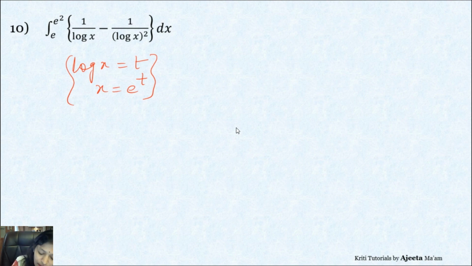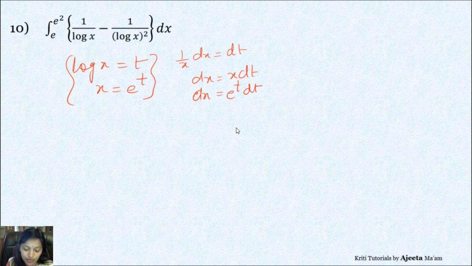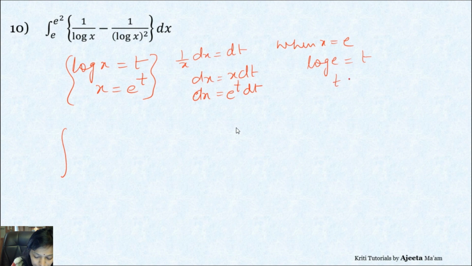So now here we have 1 upon x. So what will be the value of dx? x dt. And what is the value of x in terms of t? Exponential t dt. So I am going to change the question into a very simple function. Limits we will do right now. Let us change the limits also. So when x is e, t will be what? Log e, that is 1.